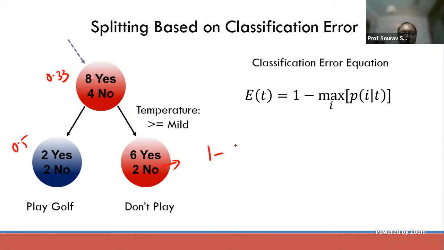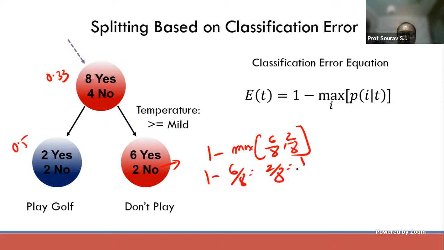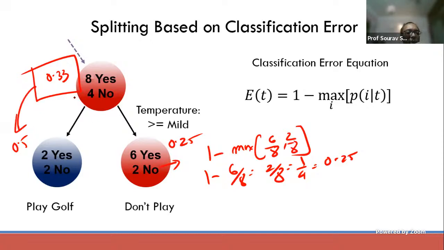And here, 1 minus the maximum of 6 by 8 and 2 by 8, which is 1 minus 6 by 8, which is 2 by 8, which is 1 by 4, equal to 0.25. Okay. My question to the class: at the root node, the impurity value was 0.33, whereas on one side you got 0.5, and the other side you got 0.25. Is it a good split or a bad split? And how are you going to measure that? Has our split been successful or unsuccessful? And how are you going to measure that?